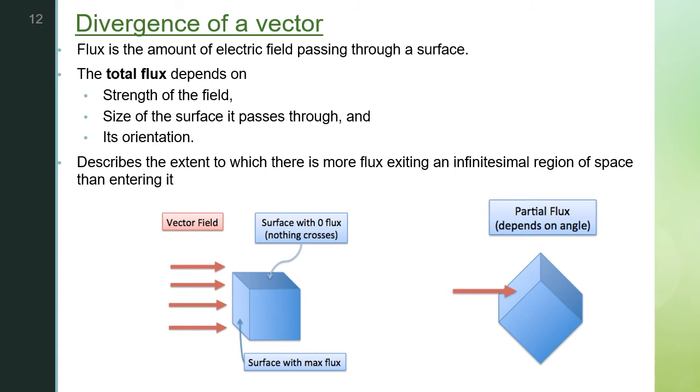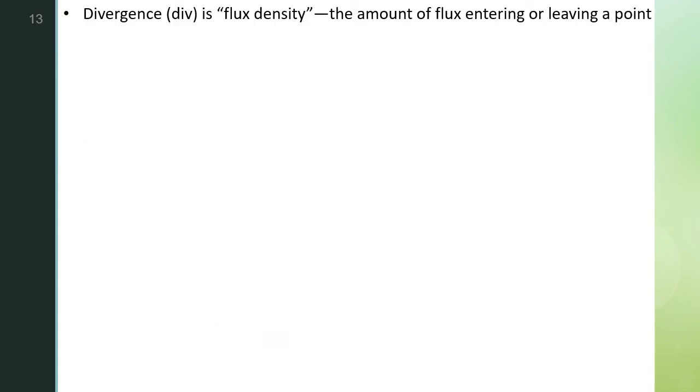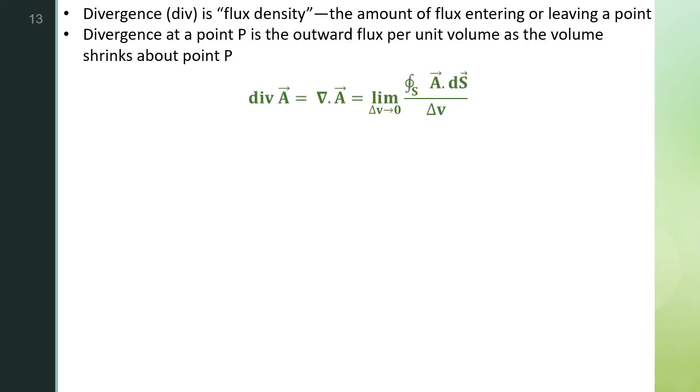So divergence is defined as the amount of flux entering or leaving a point, and it is defined using the equation. It is the amount of flux per unit volume as the volume shrinks about a point P.